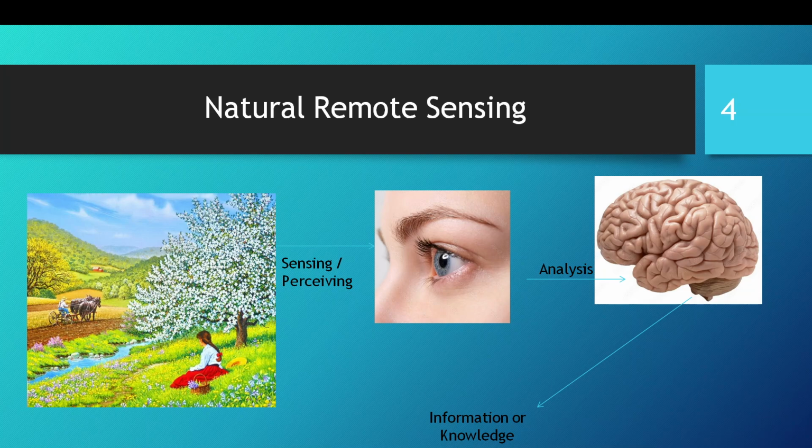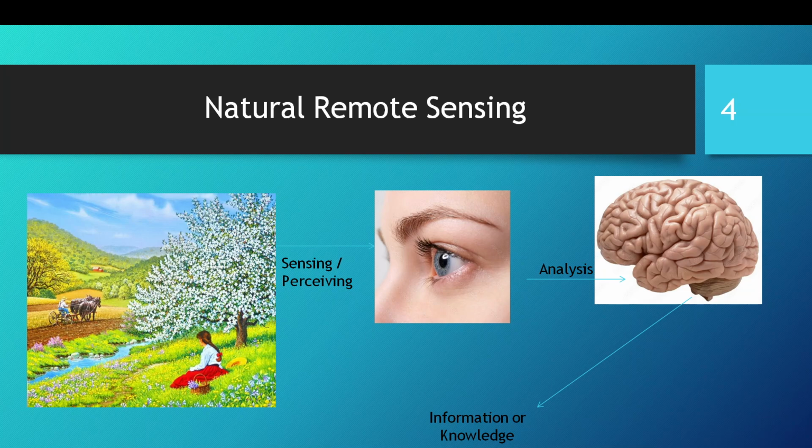Moving on to the next slide, the concept of natural remote sensing, which is something we experience in our daily lives. As we can see, a beautiful landscape on the left, a scene filled with trees, flowers, waters, and people. This represents our real world environment. In the middle, we have an eye which symbolizes the sensing or perceiving process. Our eyes act as natural sensors, capturing the visual information from the surroundings. On the right, we see a human brain.